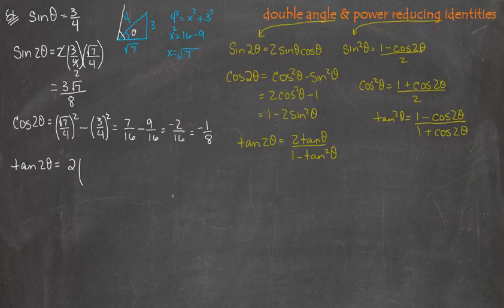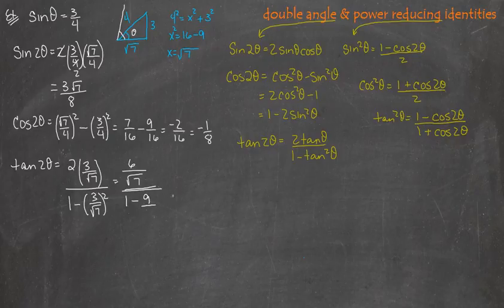Tangent of theta is sine over cosine, so 3/√7 divided by 1 minus the tangent squared. So I've got 6/√7. I think I'm going to keep it in a denominator for right now. 1 minus 9/7.